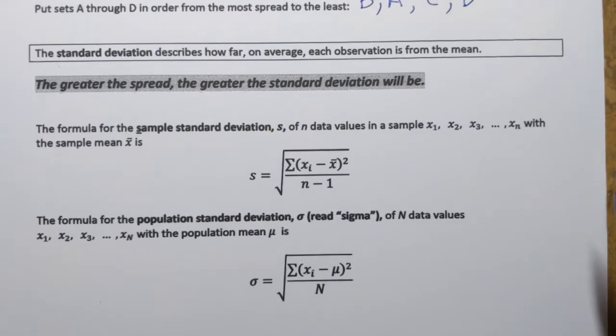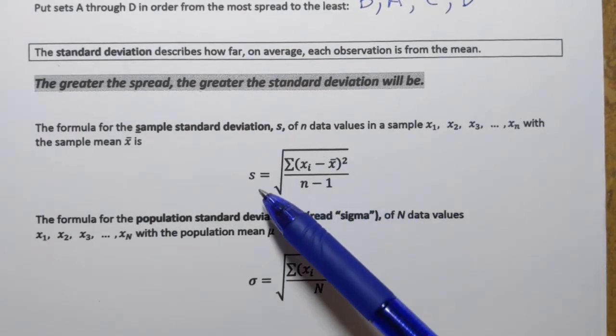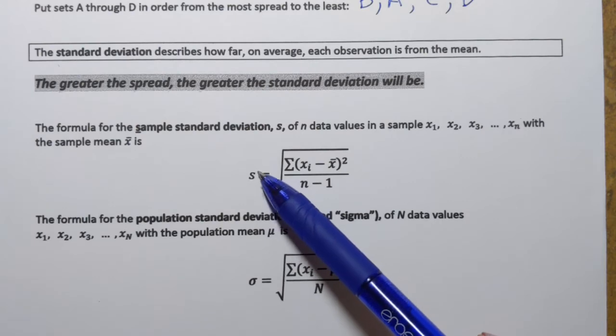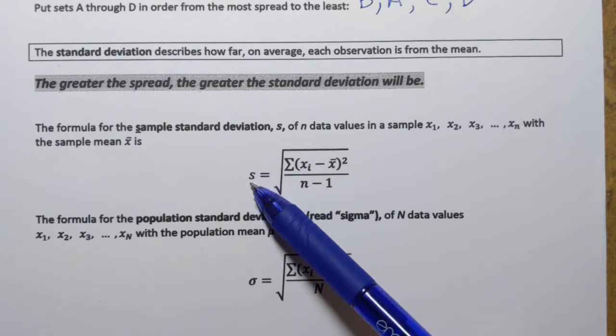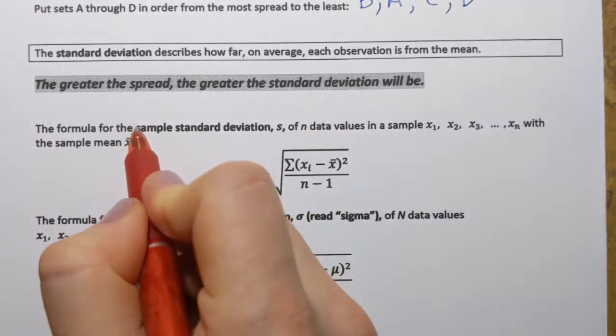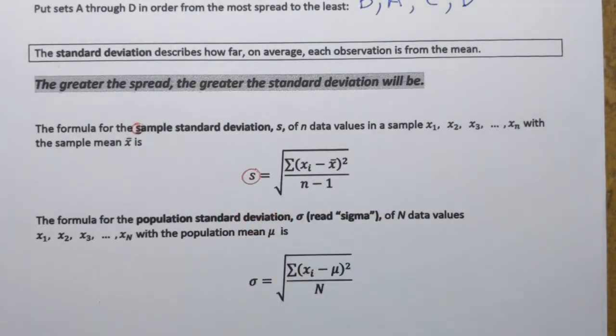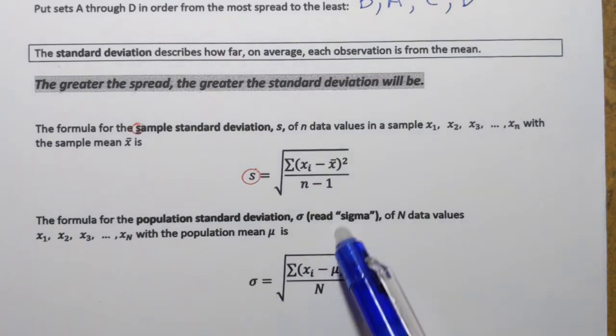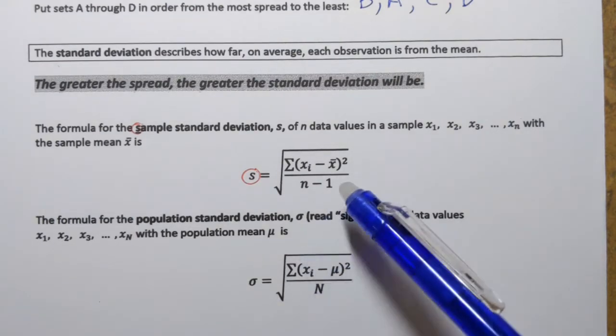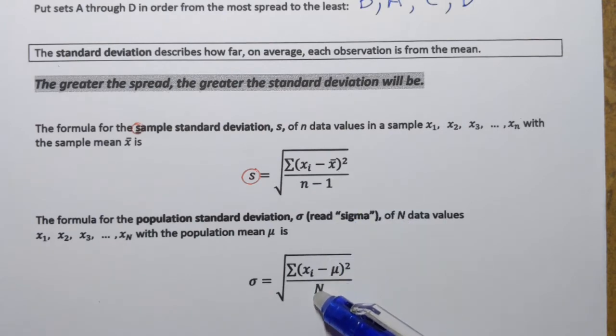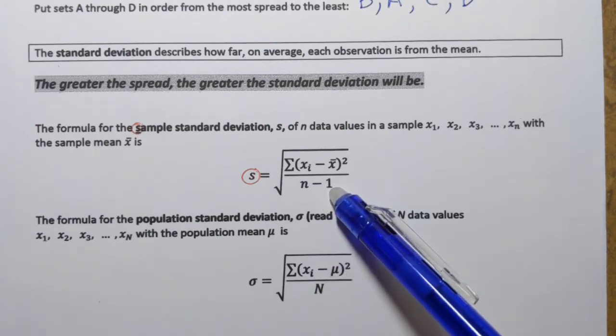We have two formulas because one formula is for the sample standard deviation, and we denote it by lowercase s. And the way I remember is that sample standard deviation is denoted by lowercase s. And we also have a formula for population standard deviation. They're very similar. The only difference is in the denominator of that fraction that's inside the square root.